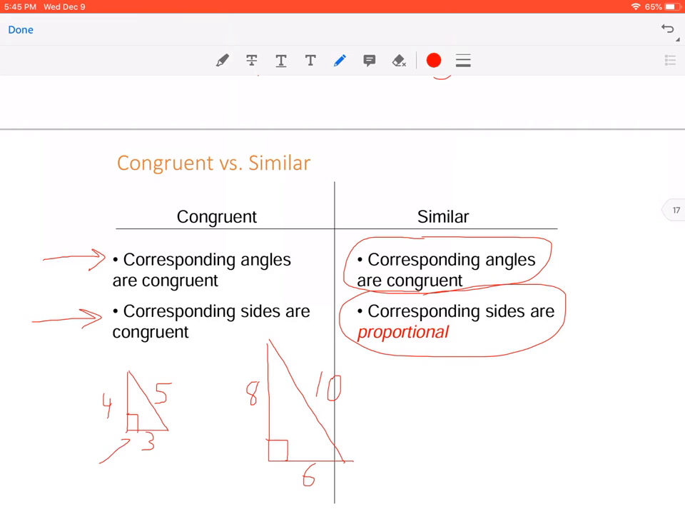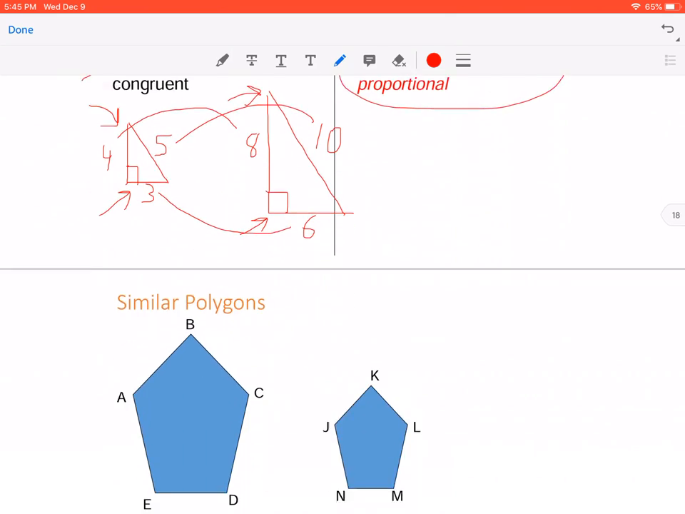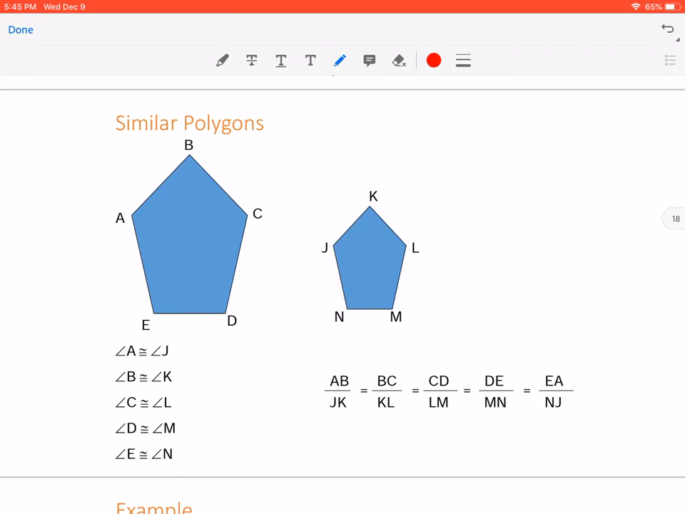The angles didn't change. That 90 degrees is still 90 degrees. Whatever this angle was here, exact same here. So the angles didn't change, but the sides became proportional. What proportion did we take to get from one to the other? Well, to get from 4 to 8, didn't we multiply by 2? To get from 5 to 10, we multiplied by 2. And to get from 3 to 6, we multiplied by 2. So we just made it 2 times bigger. Alright, so if they are similar, their angles match up.